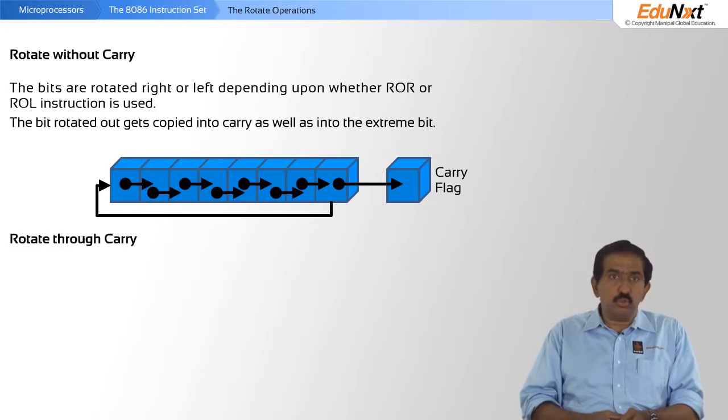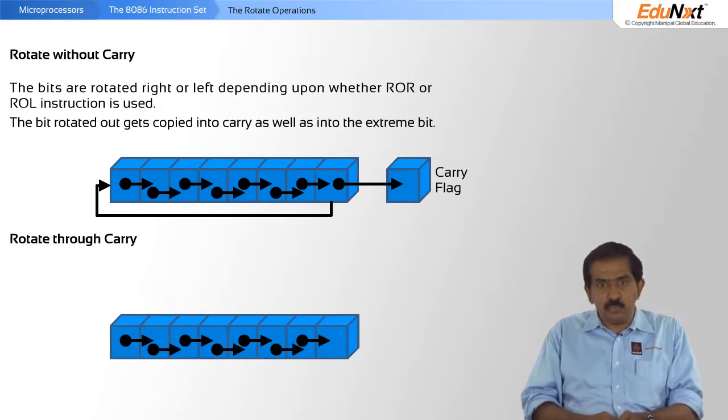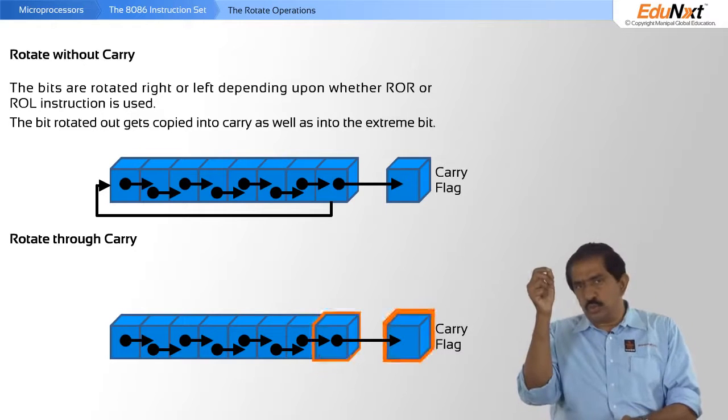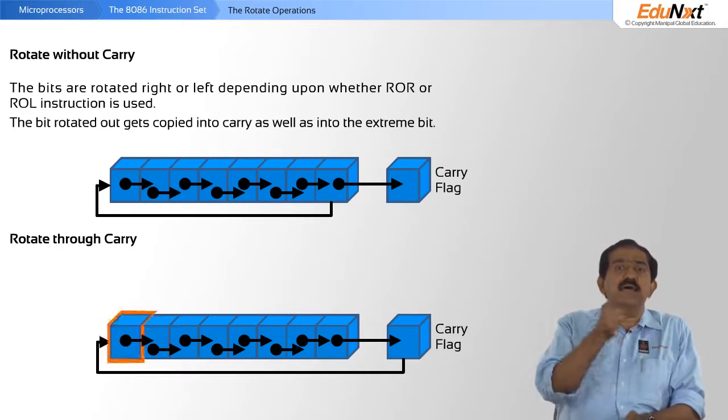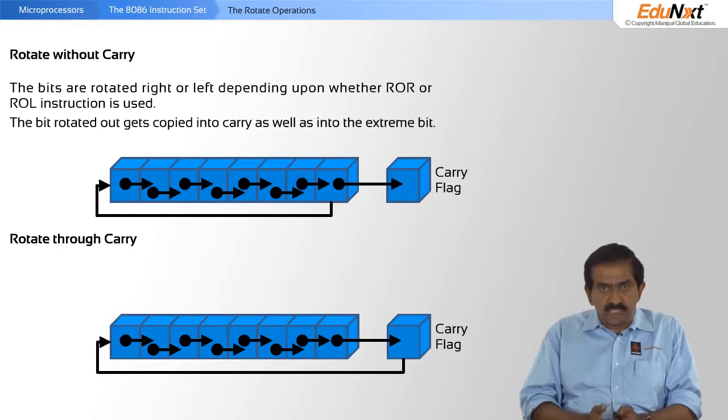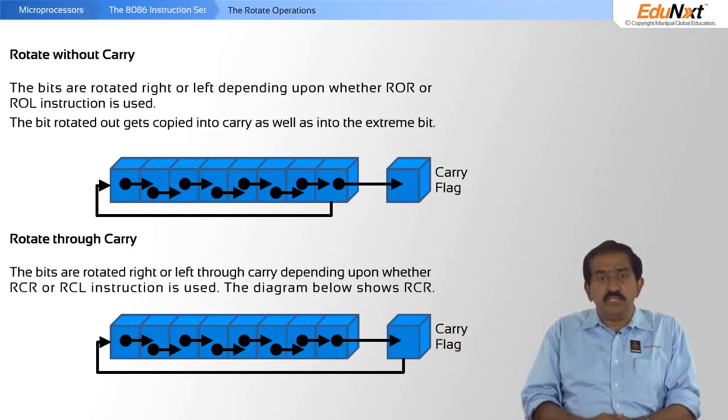The other option is to rotate through carry, in which case bit 7 goes to carry flag and whatever was in the carry flag comes back to bit 0. You'll see that's pretty obvious. The difference between the two modes, rotate without carry and rotate with carry, is pretty obvious from this diagram.